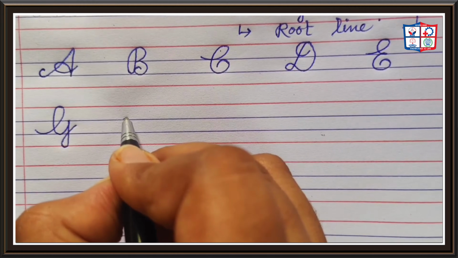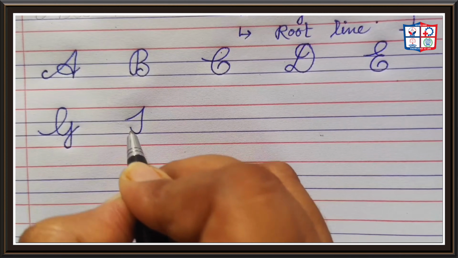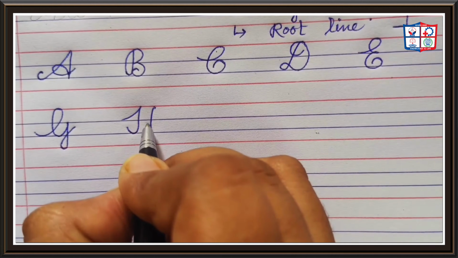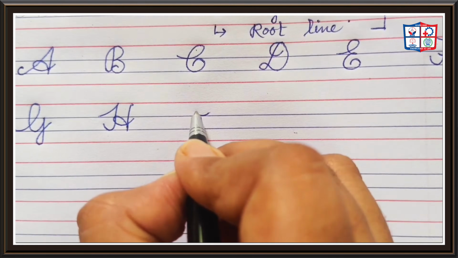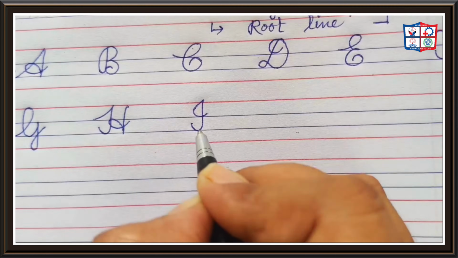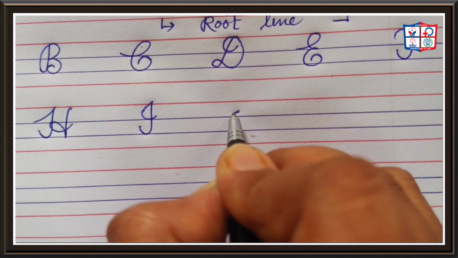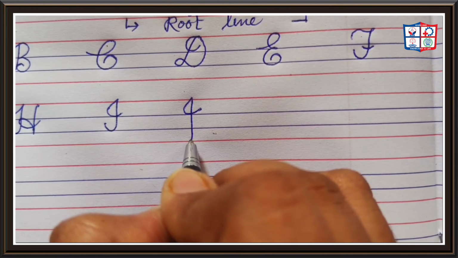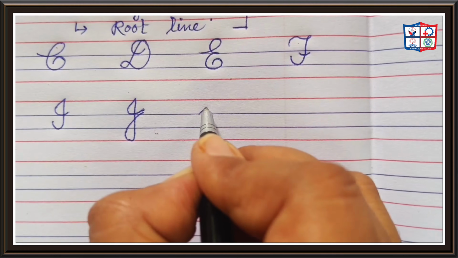G. Capital H, starting from the grass line, touch the skyline, get it down, finish it, and again another part, the same way we will start it and make a loop, that is H. Then capital I, just make a little curve and finish it within the grass lines. I. J, it starts like an I, but there is a little difference. We have to start like the I. It will touch, get down to touch the root line, then make a curve. J.